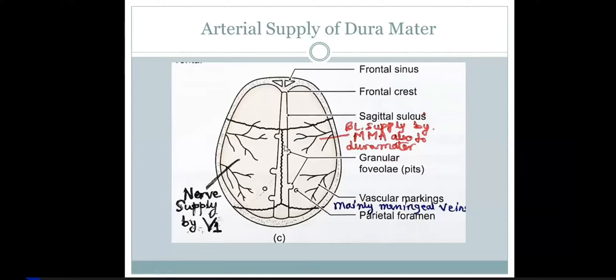In the longitudinal fissure. Then you can find there are these lacunae. These are grooves formed into the inner table of the cranial vault because of the pedunculated tufts of arachnoid mater called arachnoid granulations. It's called granular foveolae. As the age progresses, these pits become more prominent.